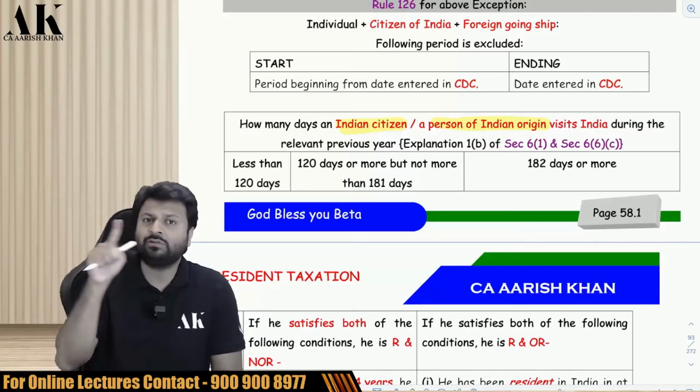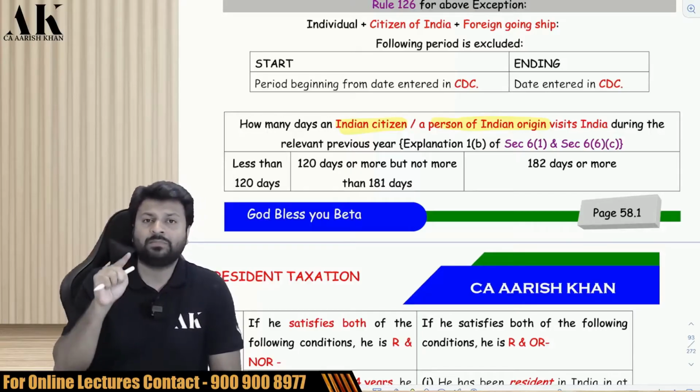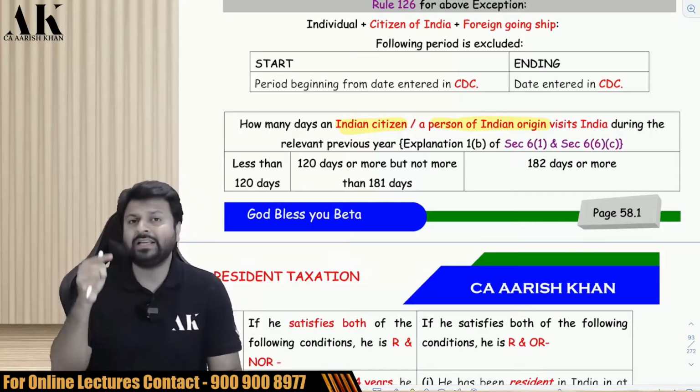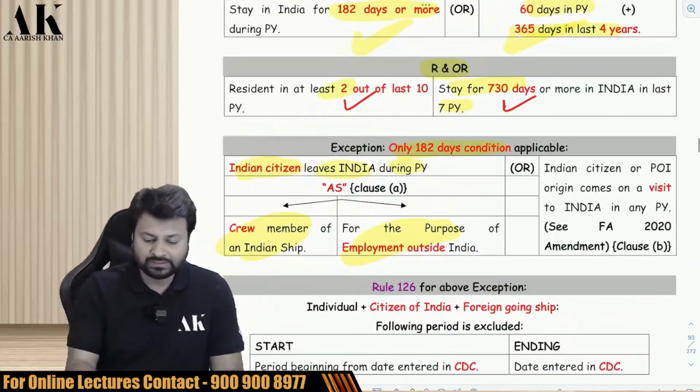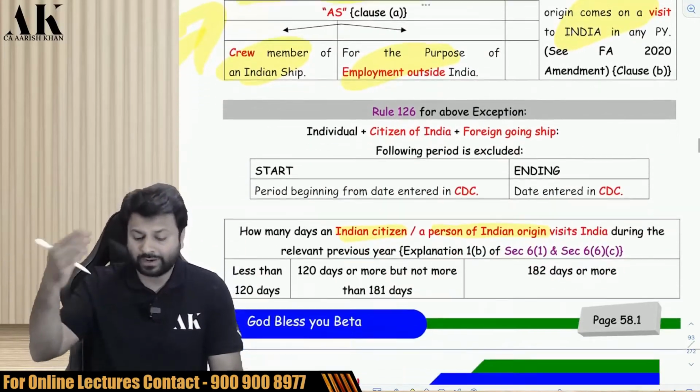If anybody out of these people was born in undivided India, then that person will be called a person of Indian origin. Now, this point is for people who are coming back to India. This point was for people who are going from India. Now, this point is for people who are coming back to India.